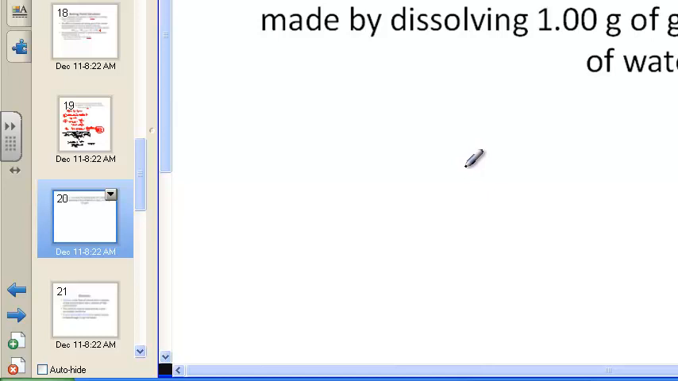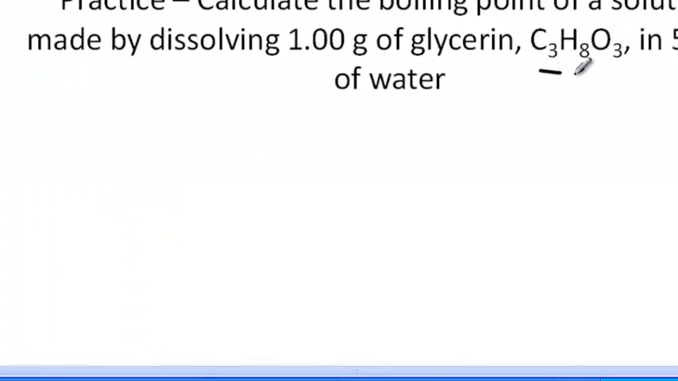Let's calculate the boiling point of a solution made by dissolving 1 gram of glycerin, C3H8O3, into 54 grams of water. Here's my solute, with a Van Hoff factor of 1, dissolved into 54 grams of water, which is the solvent.